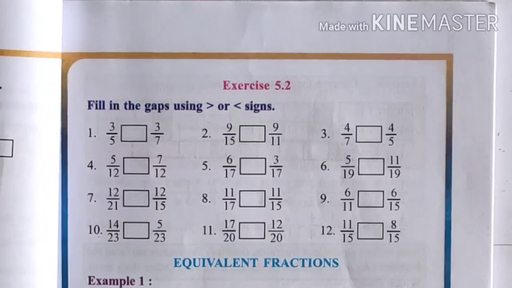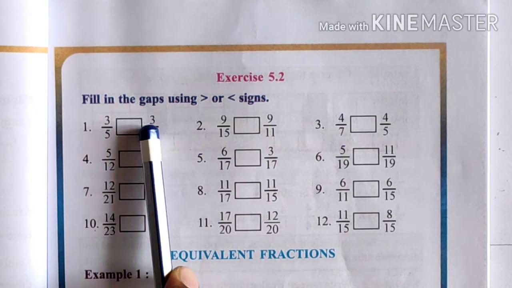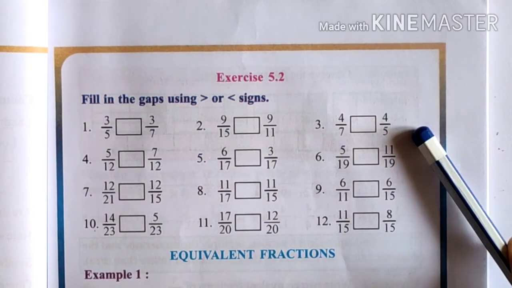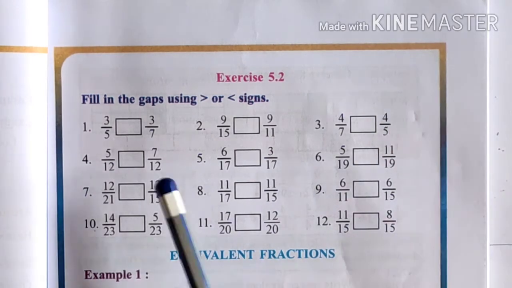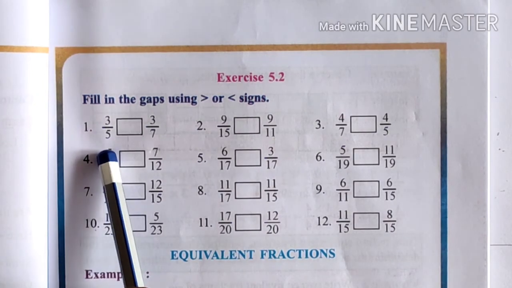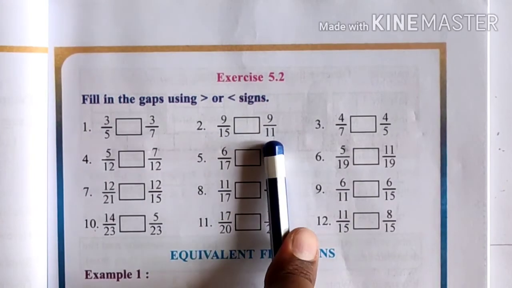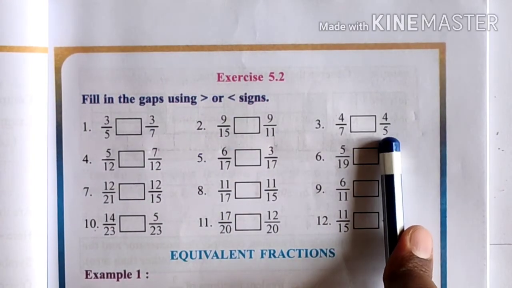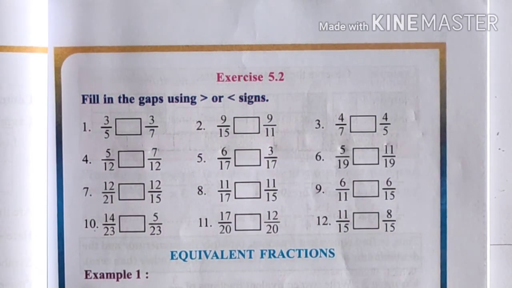Let us solve the exercises from the reader. Exercise 5.2, page number 63. Observe question number 1, 2 and 3. We can see the numerator is same in these 3 numbers. When numerator is same, we know that more number means less value, less number means more value. So where there is more number in the denominator, it is lesser than the smaller one. Where there is less number in the denominator, it is more than the greater one. So let us write accordingly.